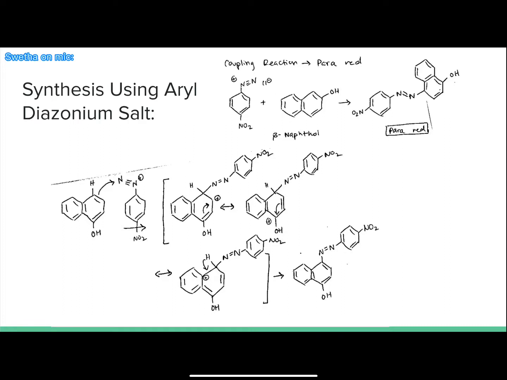Aryl diazonium salt can also be used to prepare para red in the presence of beta-naphthol. Here, the diazonium salt is reacting with another activated aromatic ring. This reaction, diazonium coupling, to form para red is an electrophilic aromatic substitution reaction. The naphthol acts as the nucleophile and the diazonium salt is the electrophile. This results in an azo-coupled product. Here, the intermediate is also resonance stabilized.